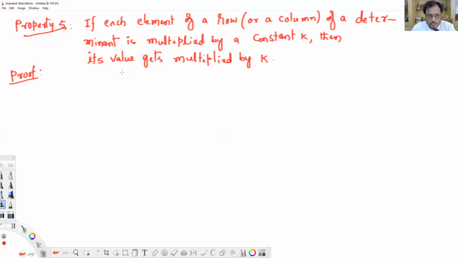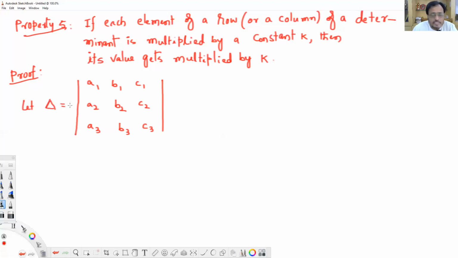Look carefully at this. I'm going to consider first A1, B1, C1, A2, B2, C2, and A3, B3, and C3. This is the determinant you have taken first. Let its name be delta. Let delta be the first determinant: A1, B1, C1, A2, B2, C2, A3, B3, C3.